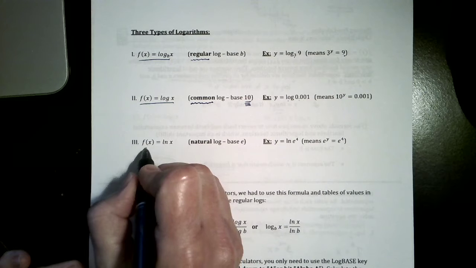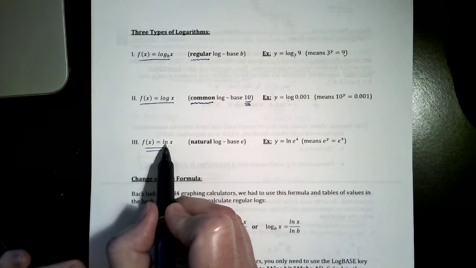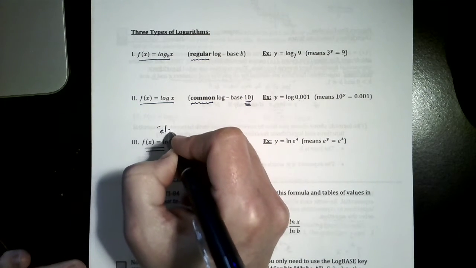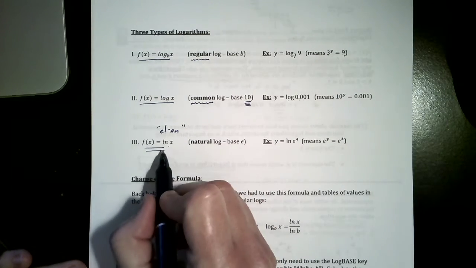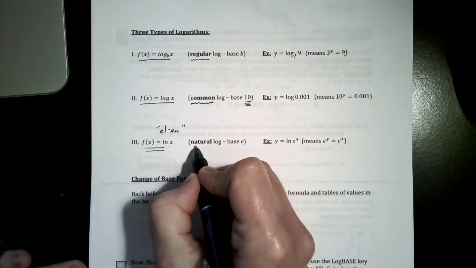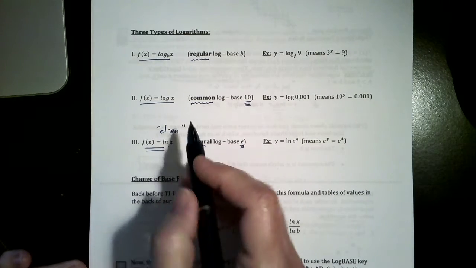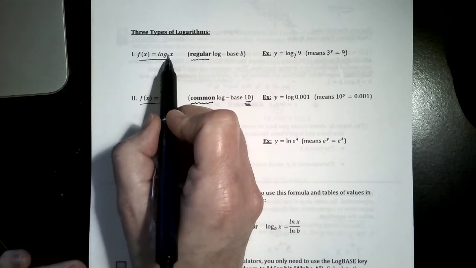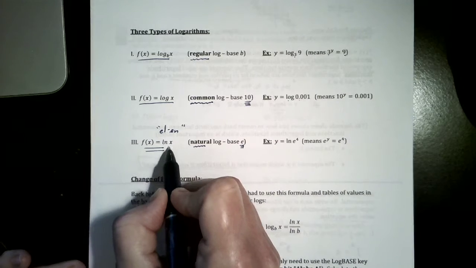And then the third kind, well, this one's kind of crazy. This one doesn't have a base, and it doesn't even say log. It says ln. That's how you say that, ln of x. This is called the natural log, and its base is e. The base of a log is 10, and the base of an ln is e.